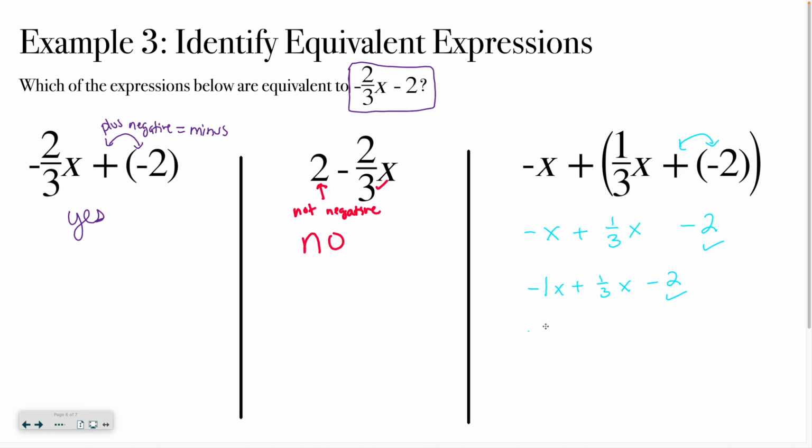Well, negative 1, another way to write it, is negative 3/3. And then plus 1/3, that's going to be a negative 2/3 x minus 2. So that does match. So I would say yes, this is equivalent to that expression.